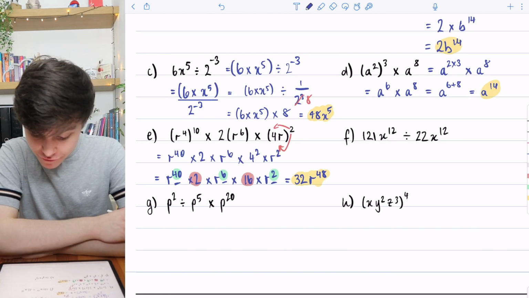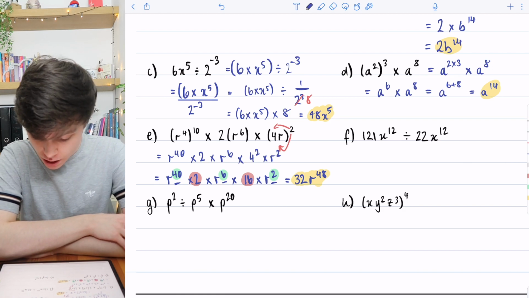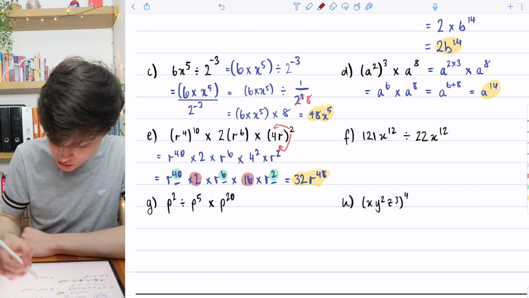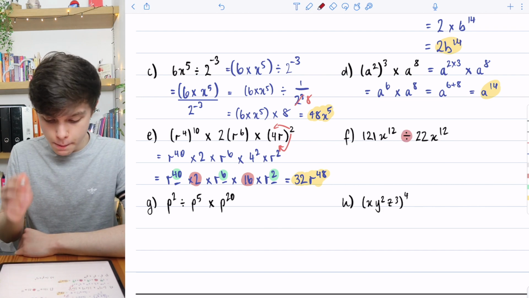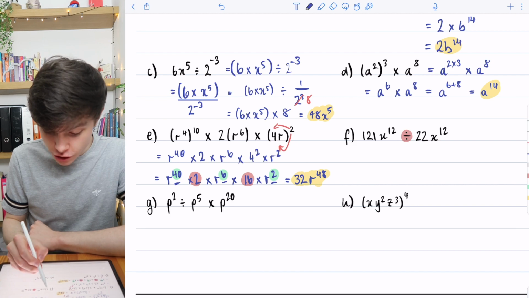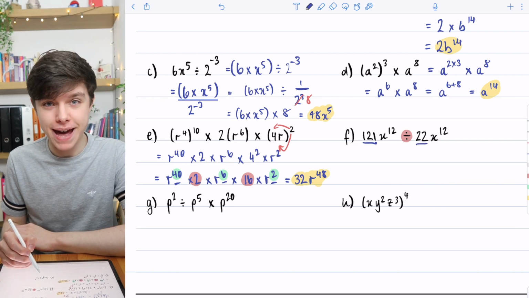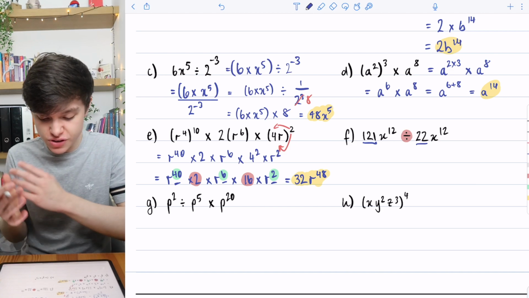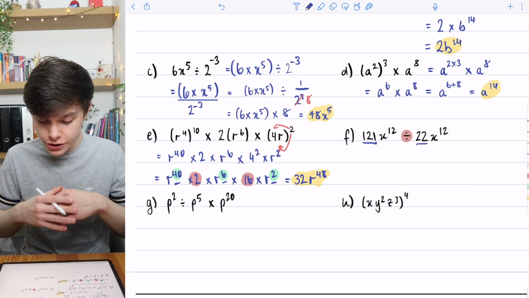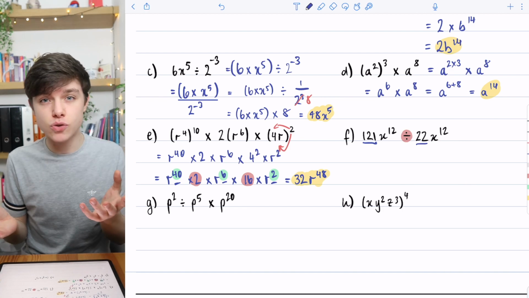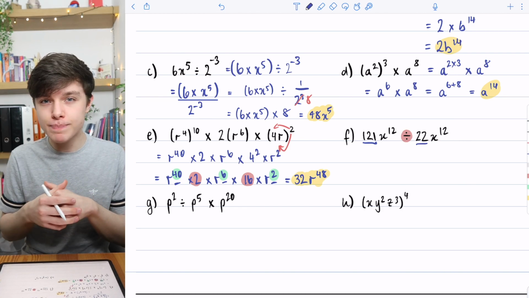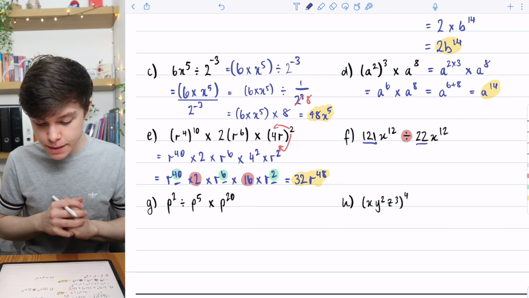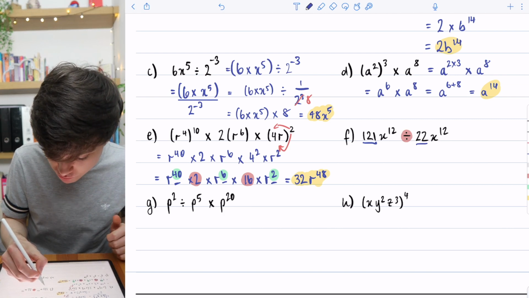So for F, what we were doing is, well, let's have a think. We're dividing, but we've not got the same base. So we can't really do anything apart from just simplify the numbers. We can't do anything with the x to the 12s because we can't combine those powers together. But what might help you with this is if we think about what we get if we write this as a fraction.